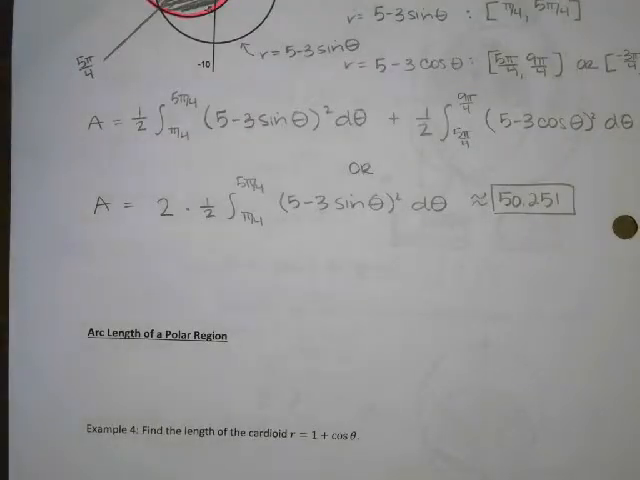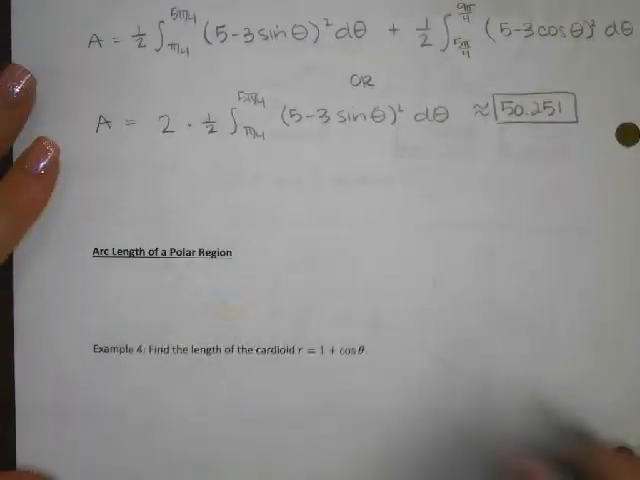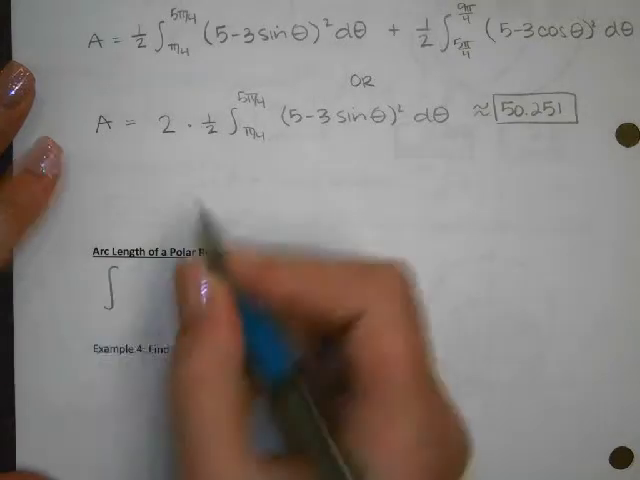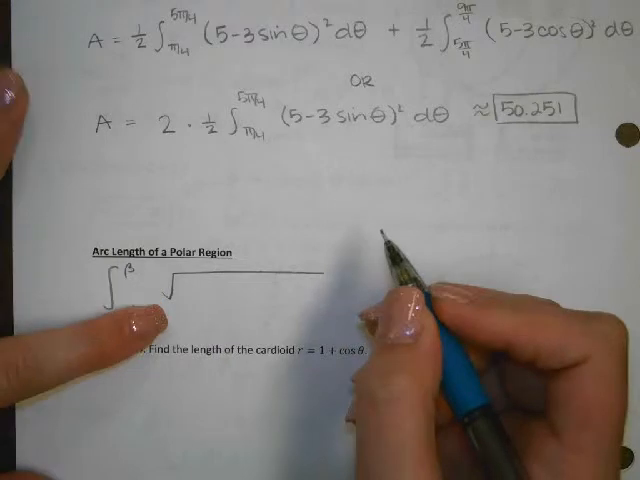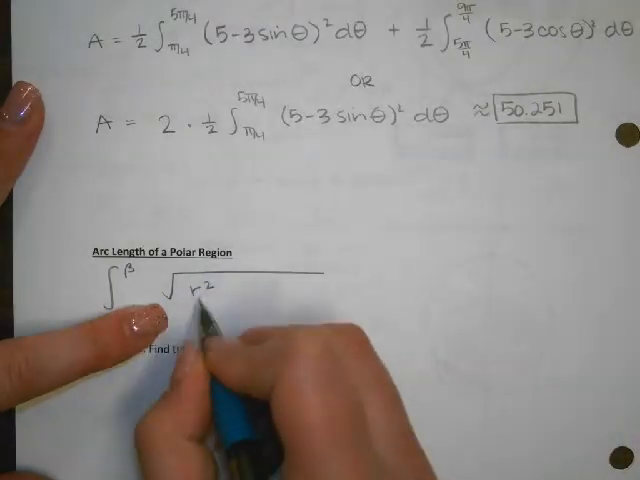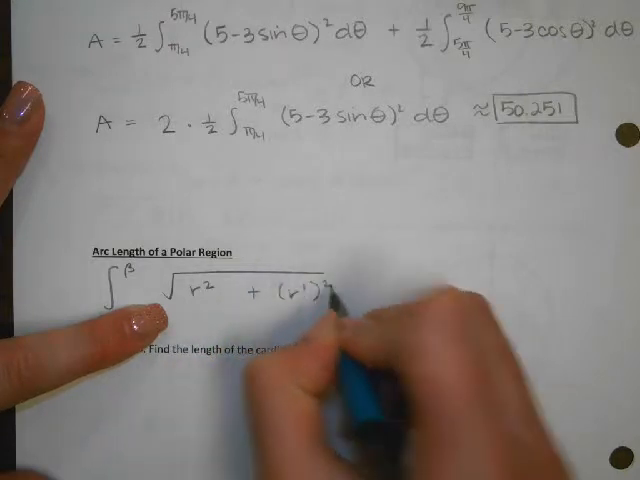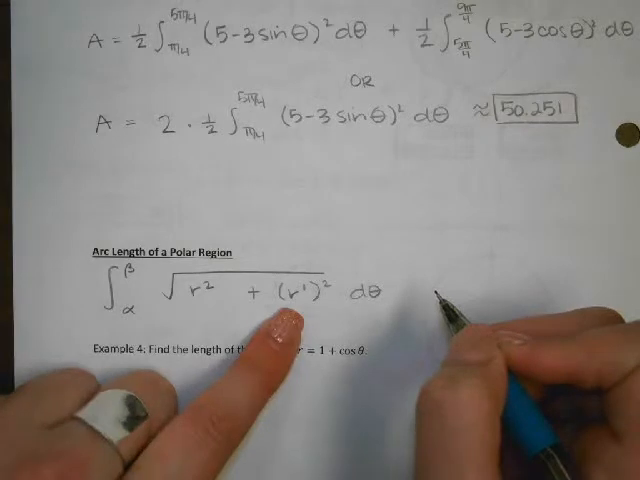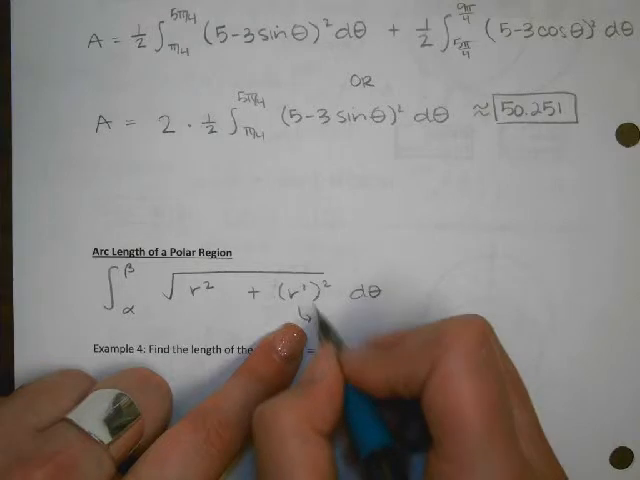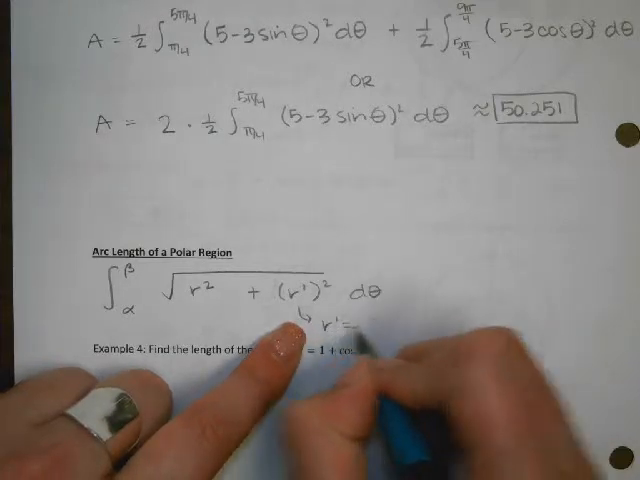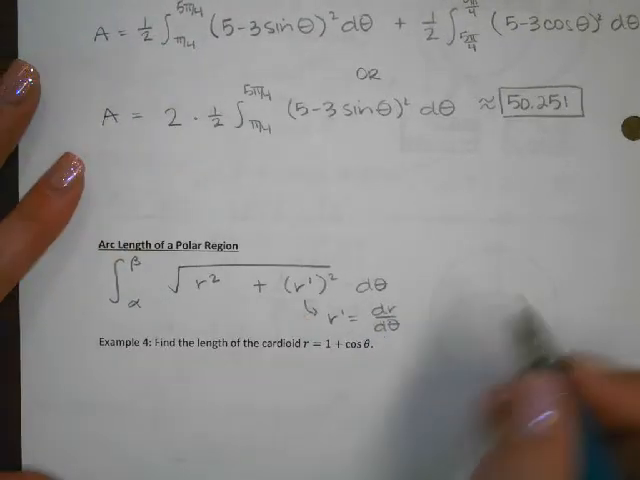I'm just going to go through the other part of the notes, which goes rather quickly. To find the arc length of a polar region, it's going to remind you of the arc length formula that we've looked at already in other contexts. The formula is the integral of the square root of r squared plus r prime squared d theta, where r squared is the original equation. And this r prime right here is not dy dx. This r prime right here is dr d theta. So you don't even have to do that much work to get to the arc length.